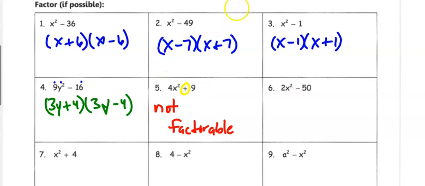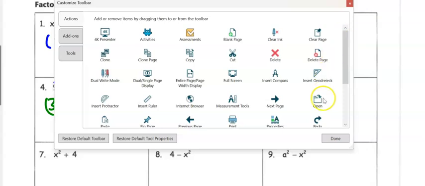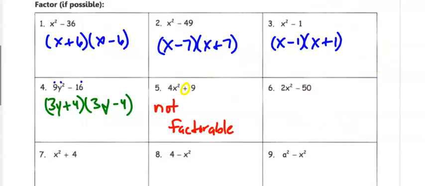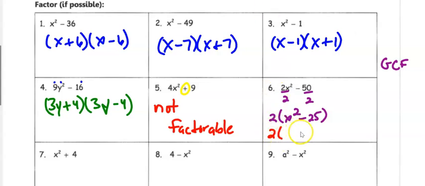If we look at a problem like 6, the first thing we should always look for is our greatest common factor, which we discussed in the previous video. So we want to look for that first. So between 2x squared and 50, 2 even numbers, we can factor out a 2, which will leave me with x squared minus 25. So when I write my answer, the 2, that's a part of it. So that comes along for the ride. x plus 5 times x minus 5.